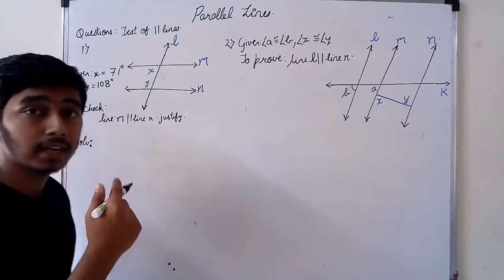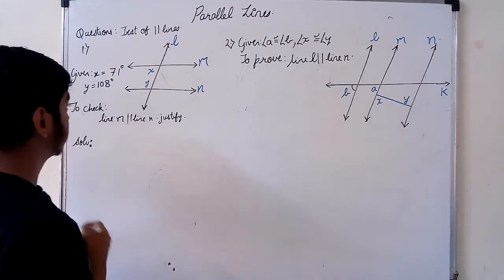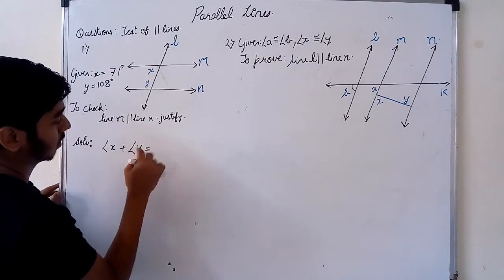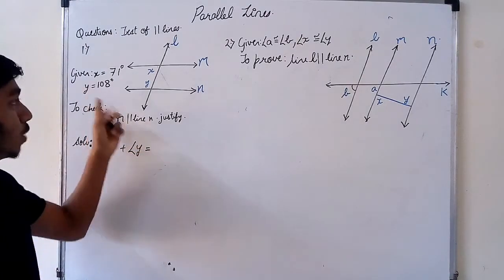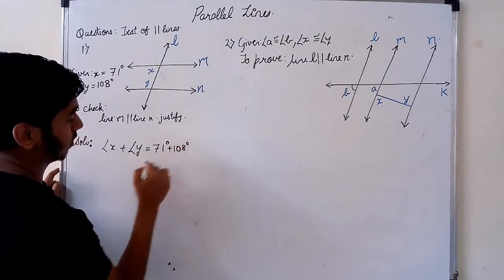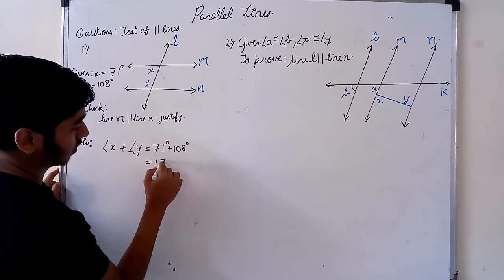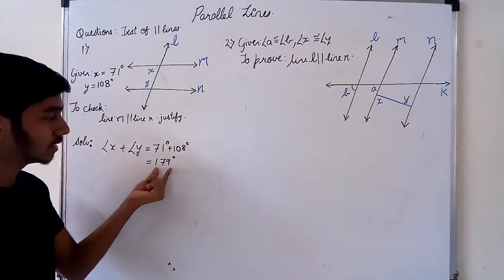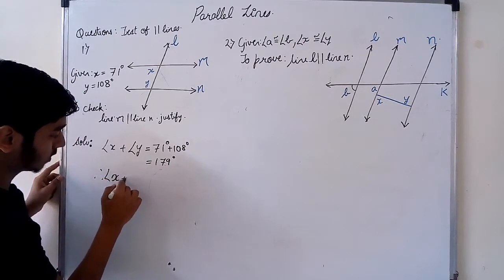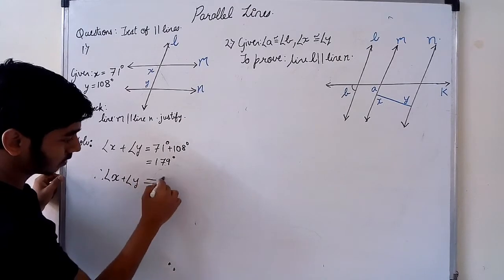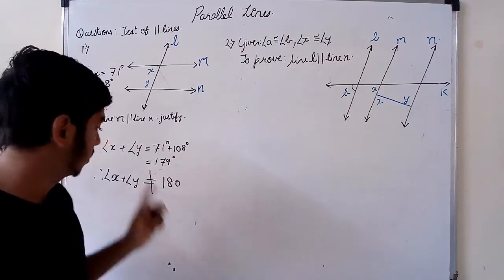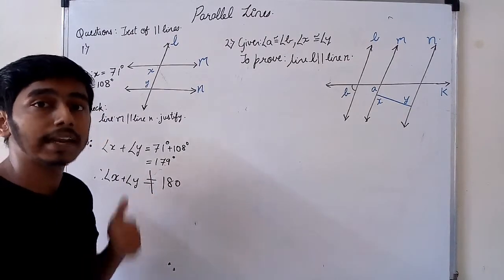So I hope you have got some idea about this sum. Now let's see. Angle x plus angle y, let's add these two angles. That will be equal to 71 degrees plus 108, that will give us 179. Is this equal to 180? No. Therefore, we'll say angle x plus angle y is not equal to 180.